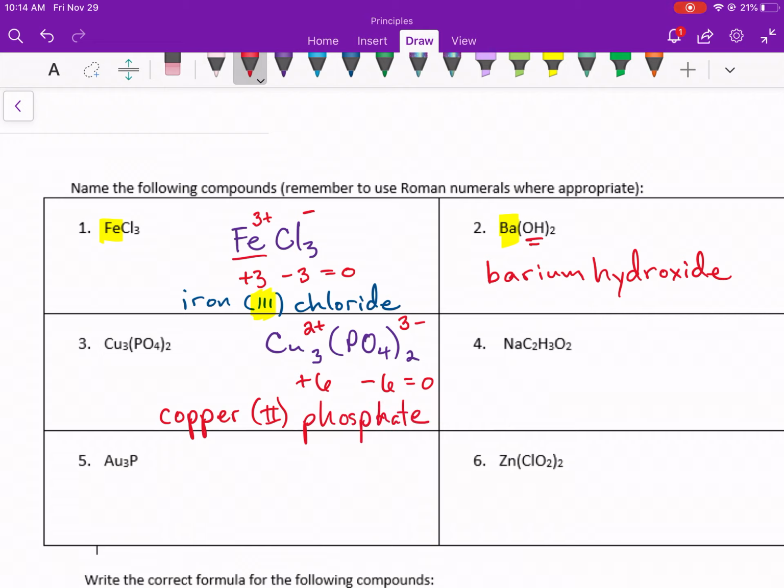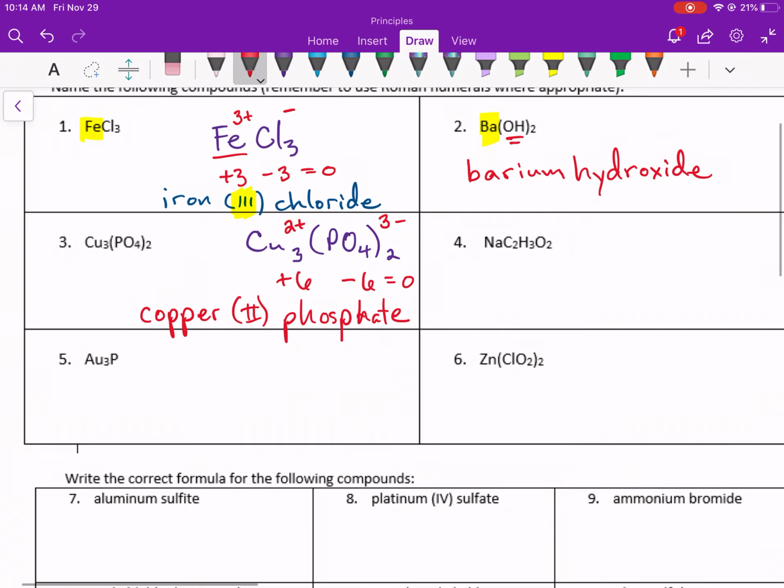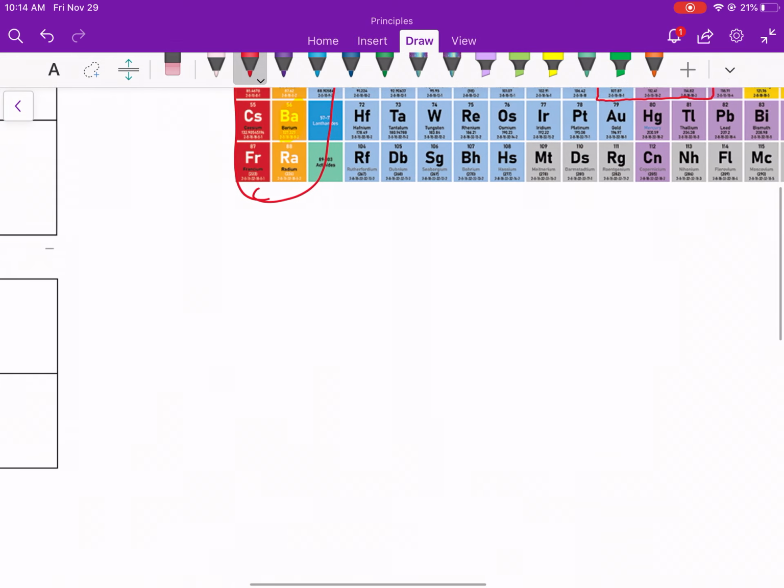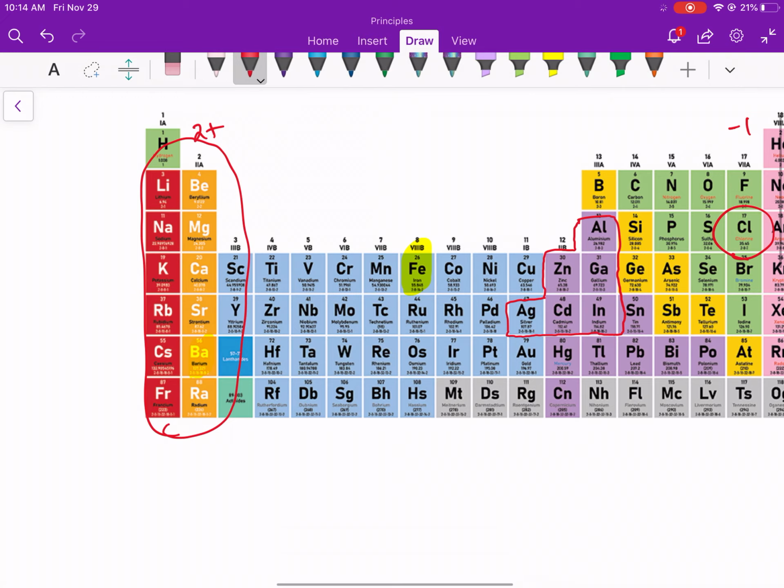All right. You can try those others for practice. I'm going to jump down to the bottom of the page here and look at some formula writing. Let's look at number 7, aluminum sulfite. So the first step is going to be to write out the ions with their charges. So sulfite is SO3 with a 2- charge. Aluminum is not a transition metal. It's up here in the P block and it has a +3 charge.